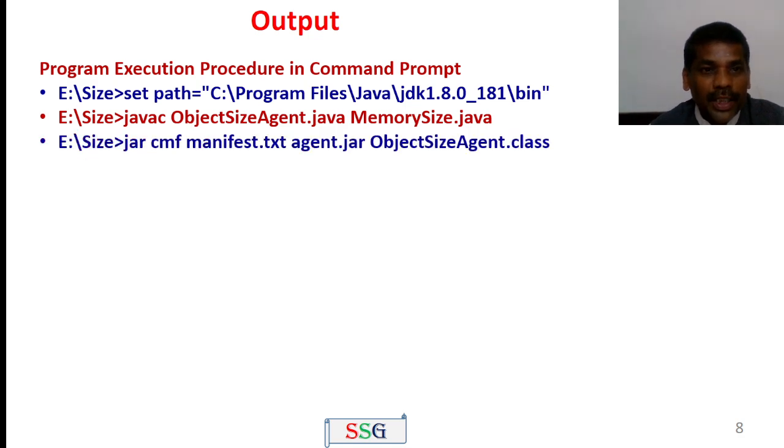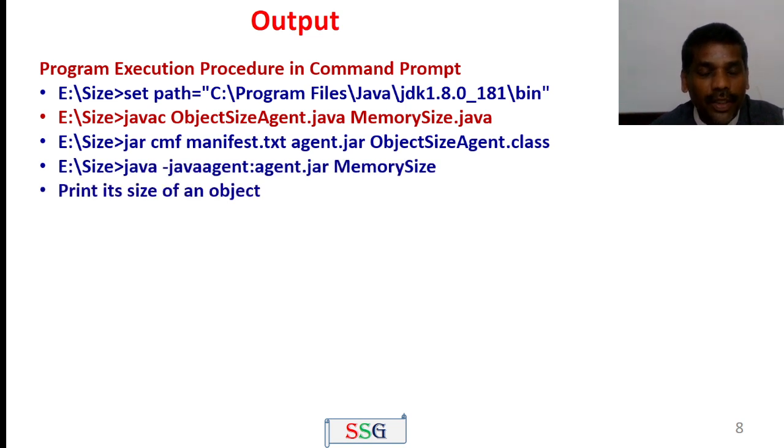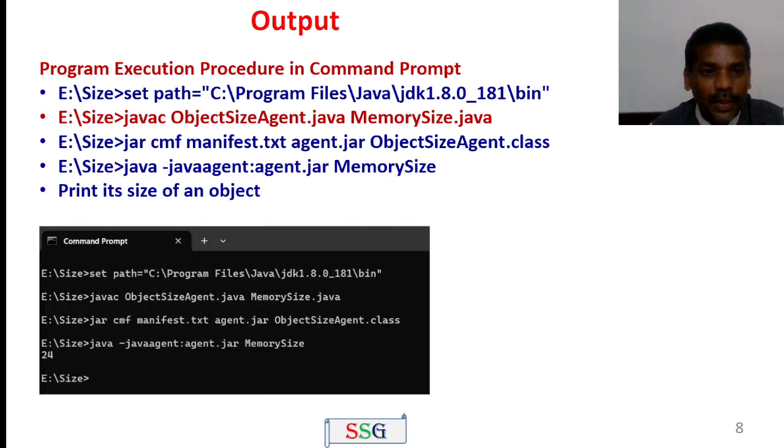Okay. So next one, convert to the jar file. jar cfm agent.jar manifest.txt ObjectSizeAgent.class. Next, after that you have to run: java -javaagent:agent.jar MemorySize. Now after executing the command, it prints the equivalent size of the objects. So I have to show the command window also. In my command window, after executing the fourth line, the size is equal to 24.